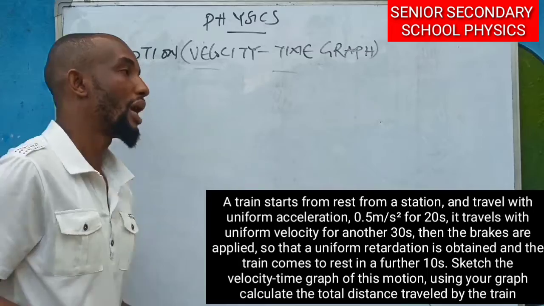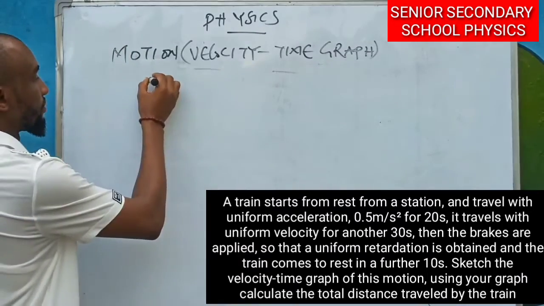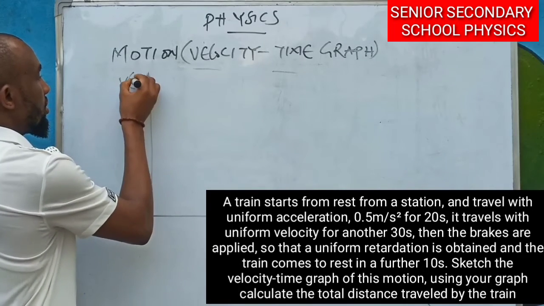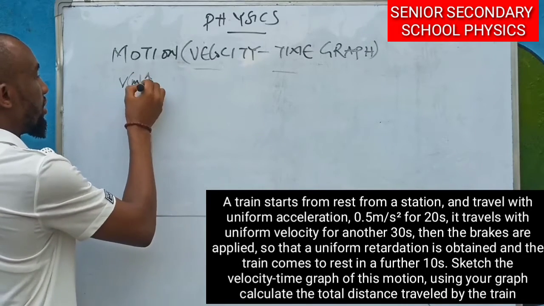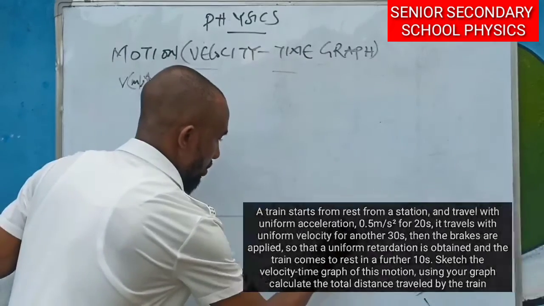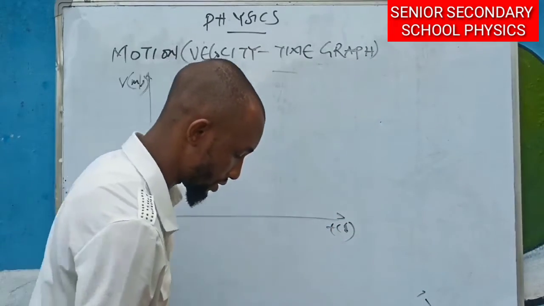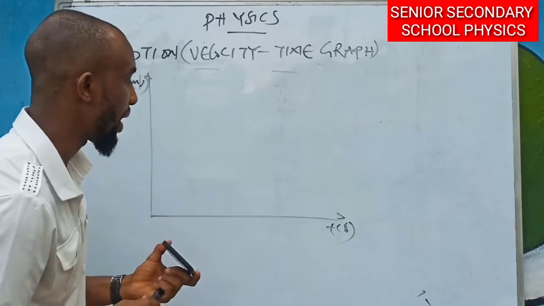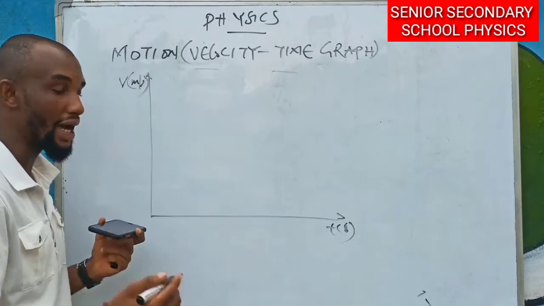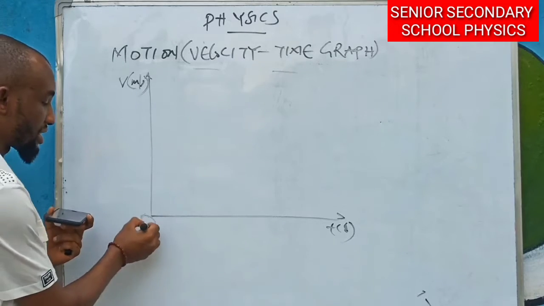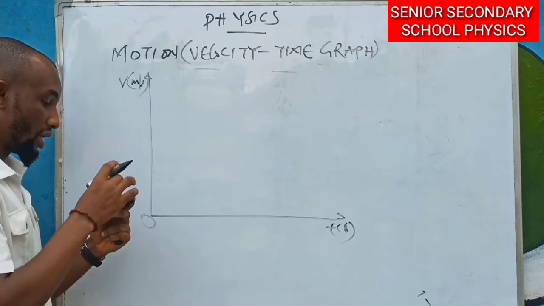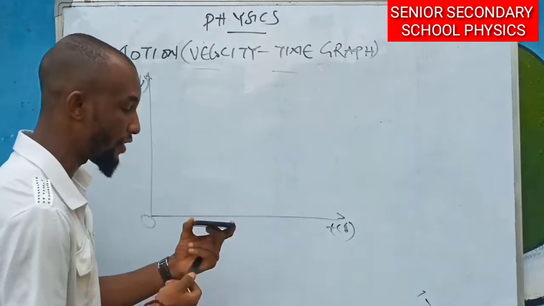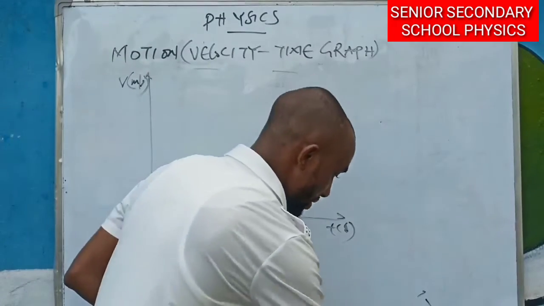Okay, now we are going to start by making a sketch of this graph, and it normally looks this way. This is the part of velocity, and this is the part of time, measured in seconds. Now, a train starting from rest means that we are going to start our diagram from this point, because this is the rest region. Now, it starts from rest and travels with uniform acceleration of 0.5 meter per second square for 20 seconds.